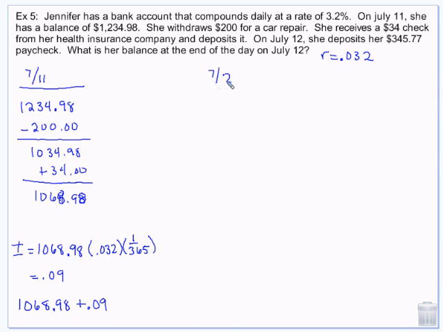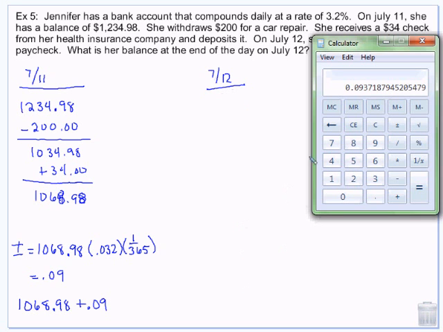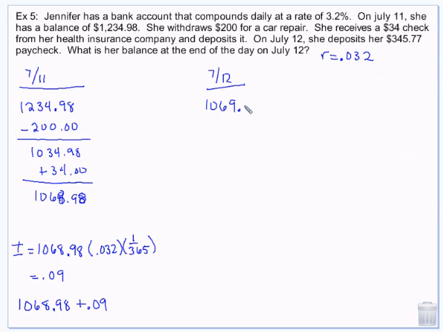So on the 12th, she will start with that, in theory. 1069.07. Yeah, sorry. Okay, and then she deposits $345.77. I don't know why I'm even doing this. I have it in front of me. Yeah, it's all here. It's all done.